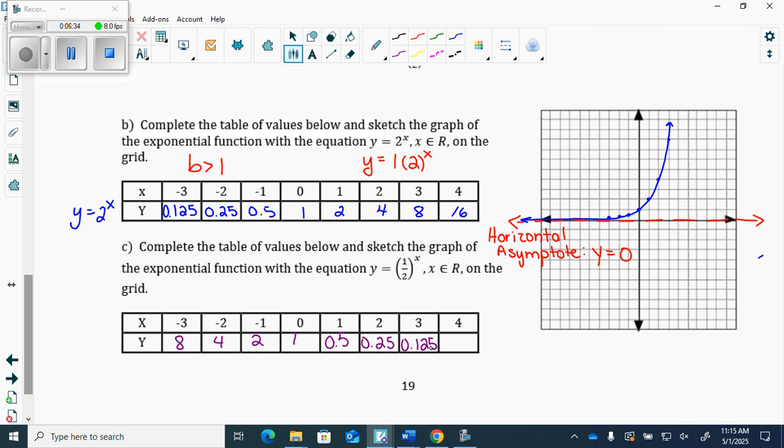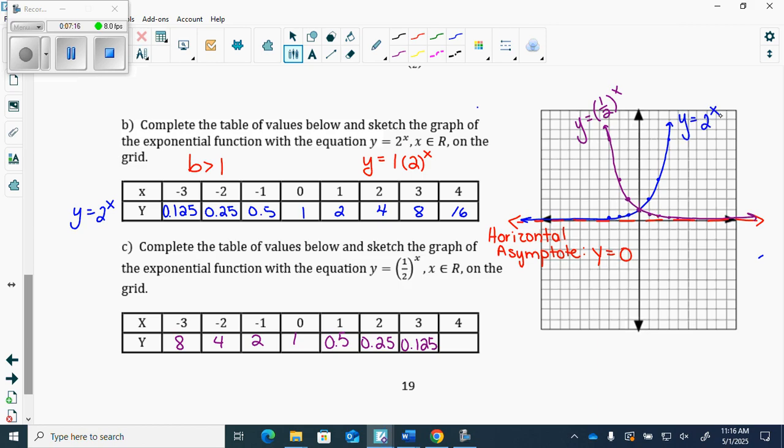So we have negative 3 and 8. Negative 2, 4. Negative 1, 2. 0, 1. 1, 0.5. Okay, so we run along the whole x-axis, not touching the asymptote. Right? We should label them. This one is y equals (1/2)^x, and this one is y equals 2^x.